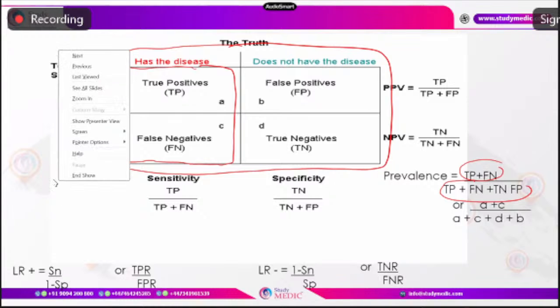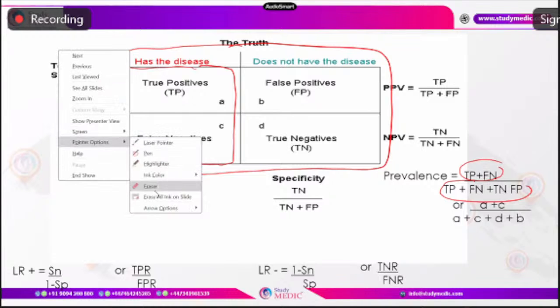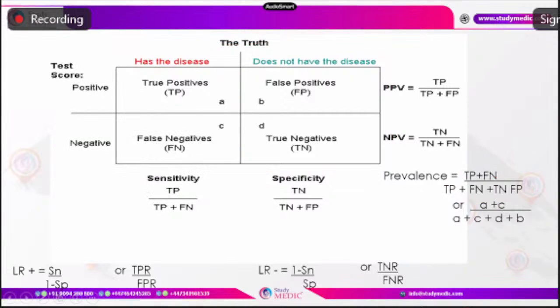Now, what is likelihood ratio positive? It is nothing but sensitivity by 1 minus specificity. Sensitivity is the true positive rate. Specificity is the true negative rate. So what is 1 minus specificity? It is the false positive rate. So likelihood ratio positive is true positive rate by false positive rate. That means the likelihood that it is tested positive in those with the disease compared to tested positive in those without disease.